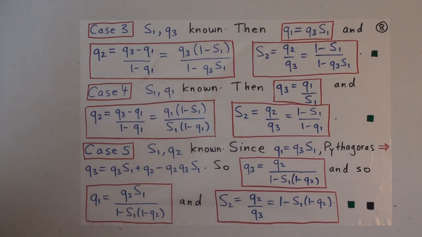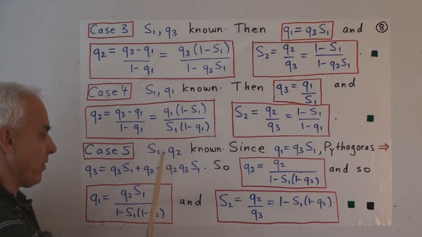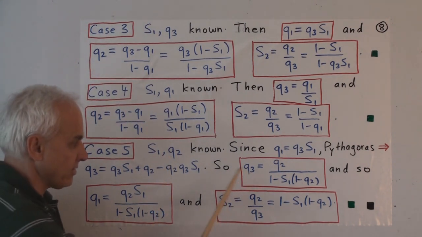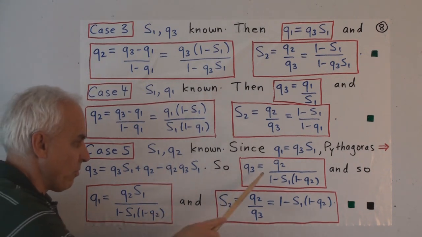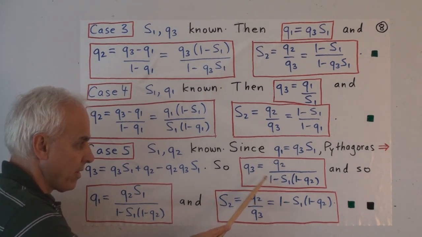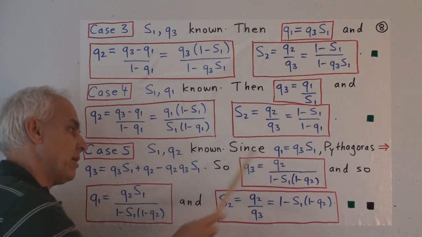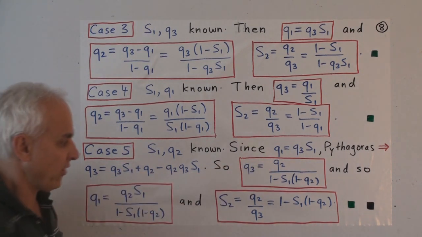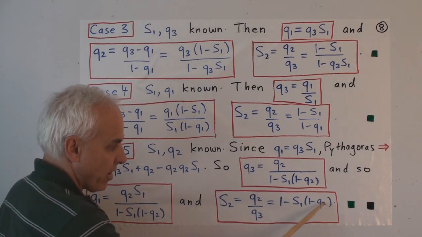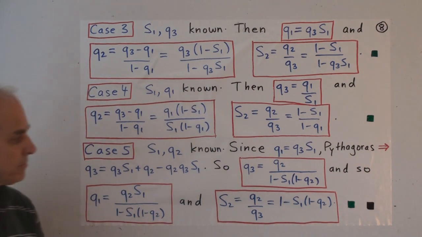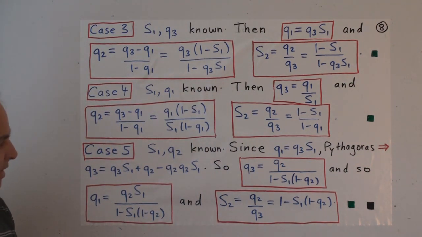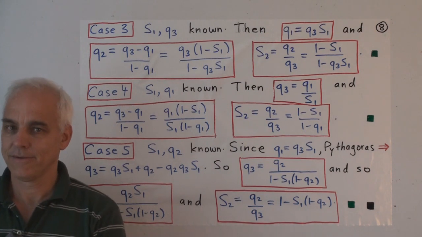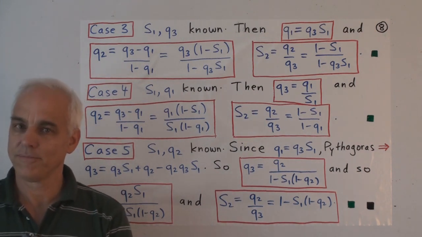And then S2 is, by Thales' theorem, Q2 over Q3. Well, Q2 we already know. Q3 is right there. So if we divide Q2 by this, well, then the Q2 appears in top and the bottom, and that's divided out. And just the reciprocal of this gives us 1 minus S1 times 1 minus Q2 on the top. That's the end of that case. And so that's the end of the proof.